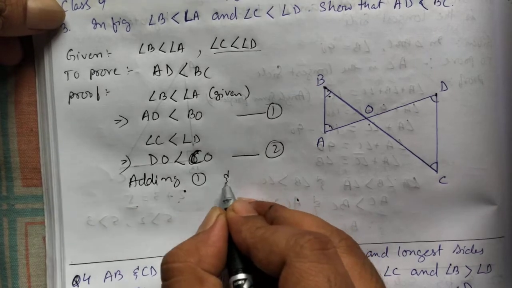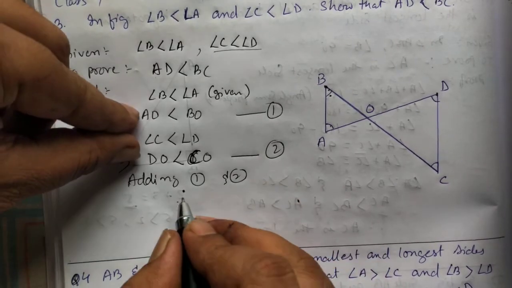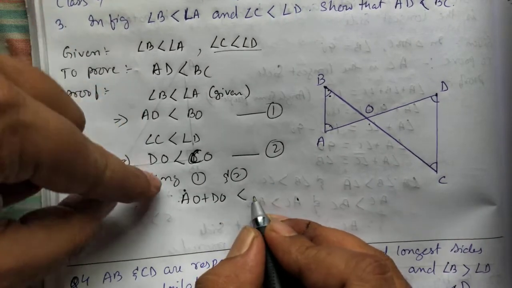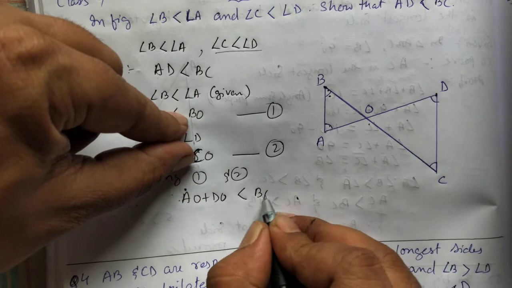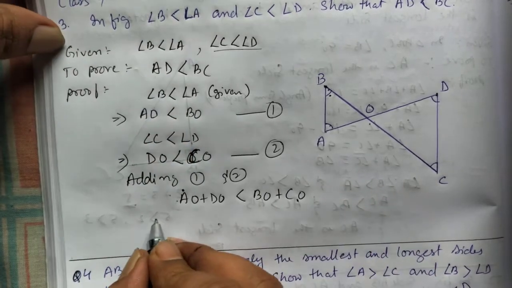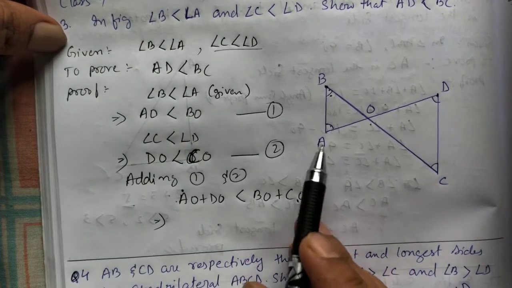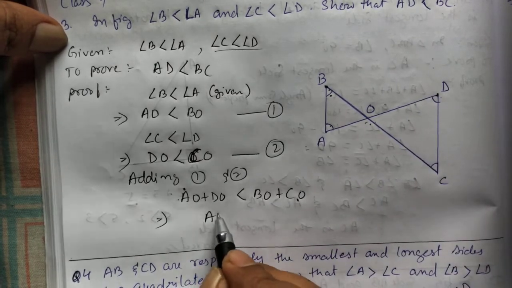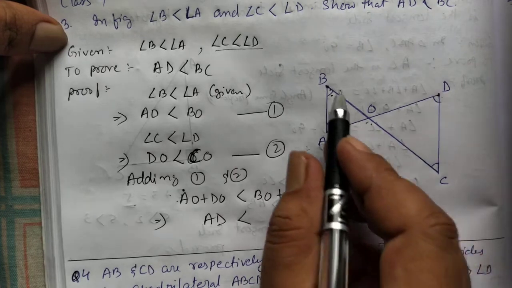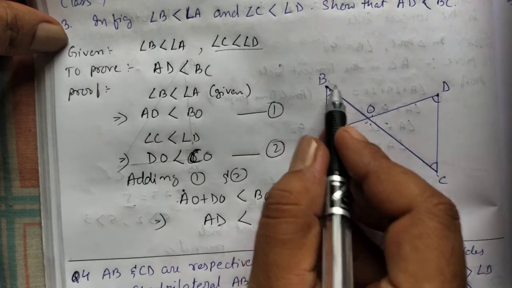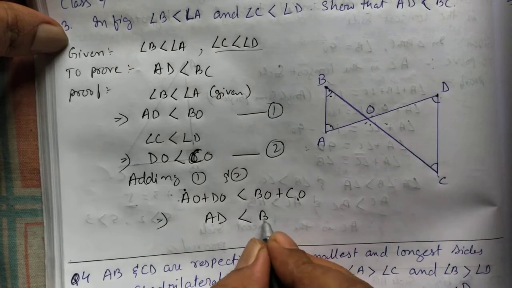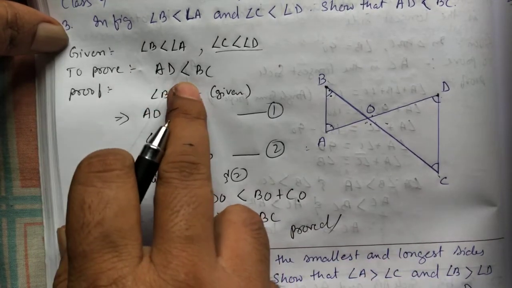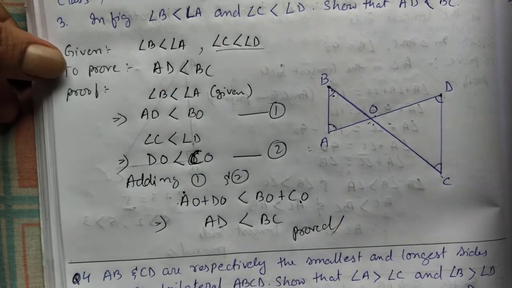Adding 1 and 2. We'll add left. That is AO plus DO less than, same symbol, BO plus CO. Now see the figure. AO plus DO is AD, and BO plus CO is BC. Hence proof. See, we're going to prove this and we got the answer. Let's go to question number 4.